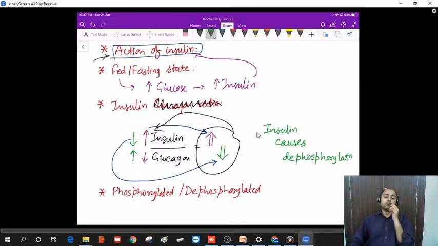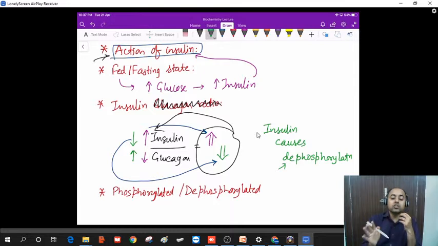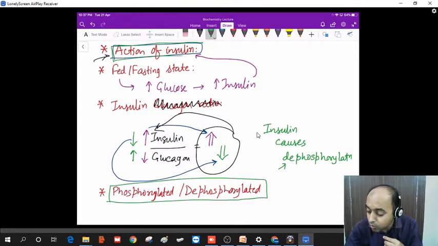What this means: if insulin is activating a pathway, the enzymes of that pathway will be active in the dephosphorylated form. If insulin is inactivating a pathway, the enzymes of that pathway will be inactive in the dephosphorylated form. In other words, they will be active in the phosphorylated form. So, just by knowing the action of insulin and by knowing that insulin causes dephosphorylation, we can quickly comment in which state the enzyme is going to be active. So, we need to know only one thing: what are the actions of insulin?